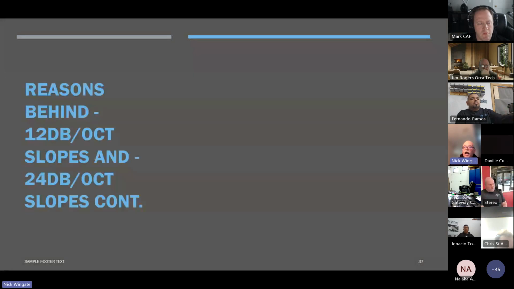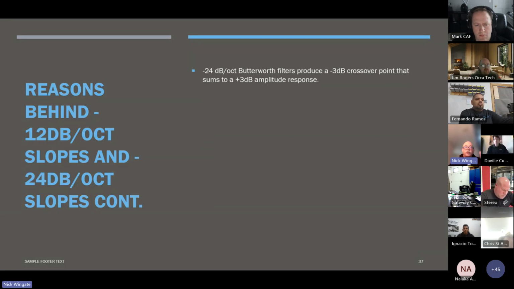So this is the reason why I encourage you to try different crossover frequencies, different slopes, and different alignments, whether it's Butterworth or Linkwitz-Riley, and see which ones look better acoustically. Fire up the microphone, fire up the RTA, and take a look at it with pink noise. That's the easiest way to do it.